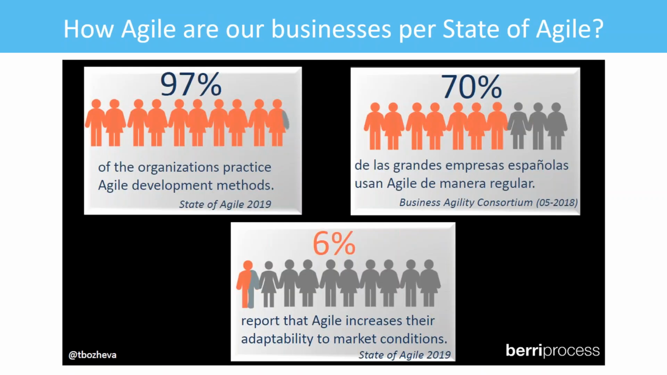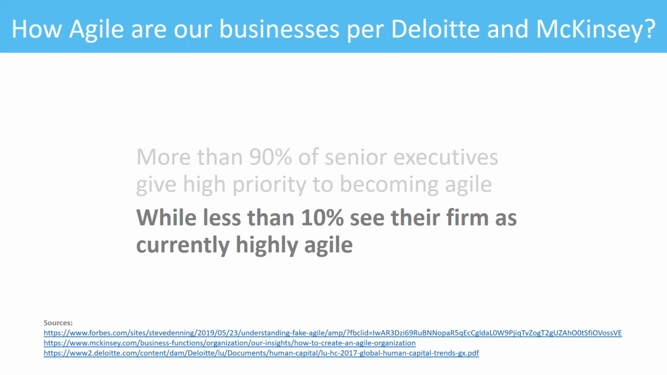According to State of Agile 2019, 97% of organizations practice Agile development methods. But if you look at the lower area of the slide, it says only 6% report that Agile increases their adaptability to market conditions. This is from State of Agile 2019. Let's look at Deloitte and McKinsey as well. It says more than 90% of senior executives give high priority to becoming Agile, but less than 10% of them see their firm as currently highly Agile.